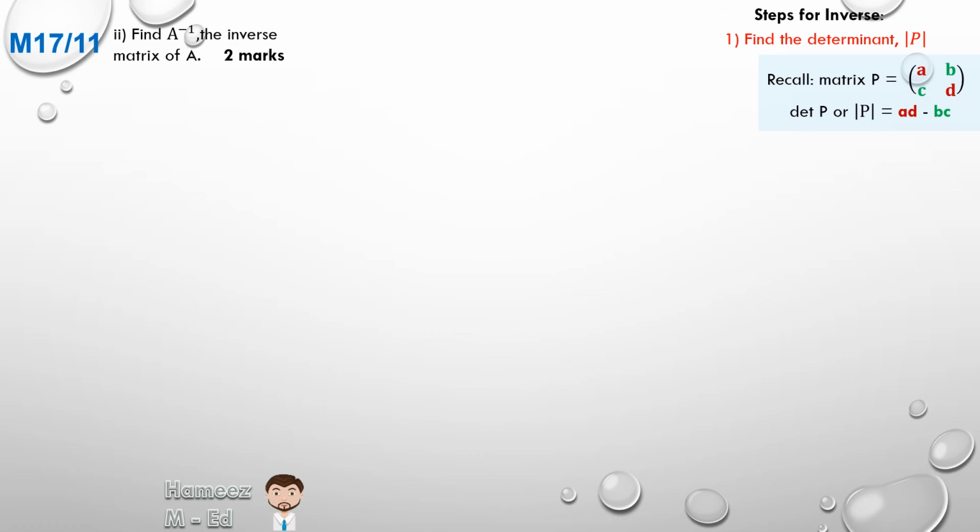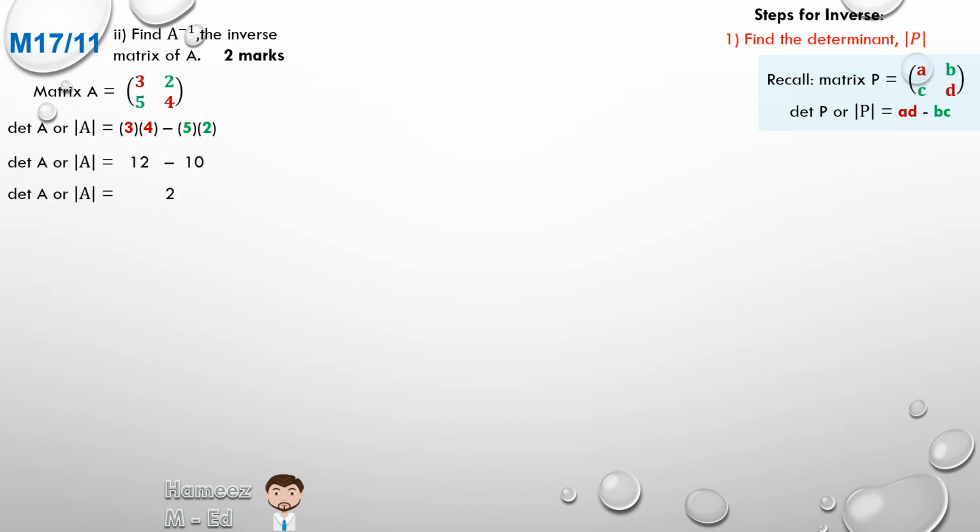So we already know A. It was given in part 1 as 3, 2, 5, 4. So to find the determinant of A, or modulus A, which means the same thing, the A with two straight lines on either side of it, we'll multiply the red terms, 3 by 4 minus 2 by 5, and that will give us 12 minus 10, which is 2. So that's the first step.